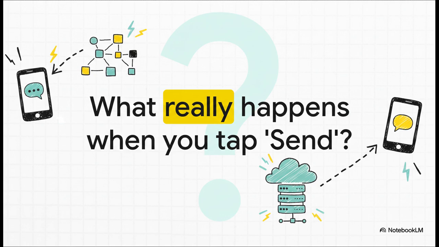I mean, think about it for a second. You type out a message, you hit send, and poof, it just shows up on your friend's screen, who could be halfway across the world. But what really happens in that split second? Where does that message actually go, and how on earth does it get there so fast?